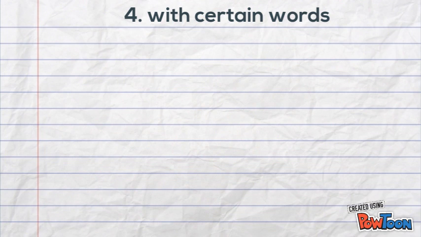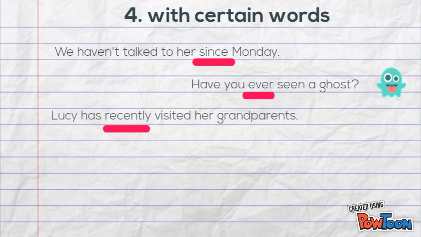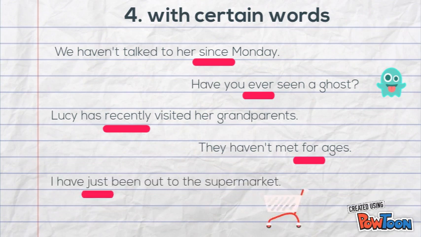We also use the present perfect with certain signal words. We haven't talked to her since Monday. Have you ever seen a ghost? Lucy has recently visited her grandparents. They haven't met for ages. I have just been out to the supermarket.